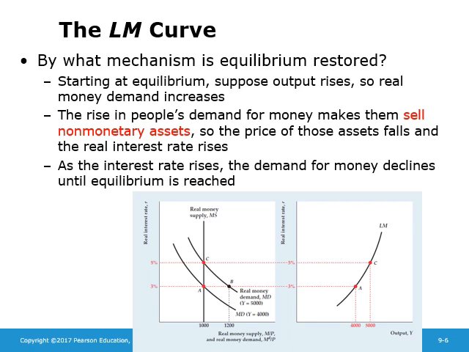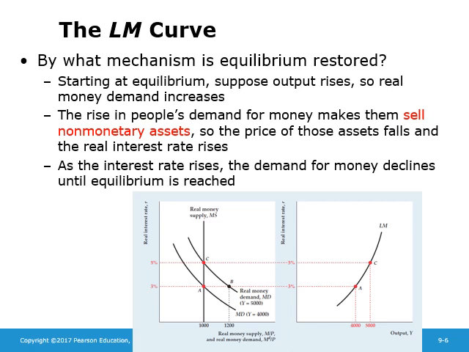It increases. The rise in people's demand for money makes them sell non-monetary assets, because people's portfolios are formed of money and non-monetary assets. So now they are demanding more money. How to get this money? While the supply of money is fixed, they have to sell some of their non-monetary assets that are present in their portfolios to have more money, because now they have higher income, so they need to conduct more transactions. They will sell some of their non-monetary assets, such as their holdings of some bonds.